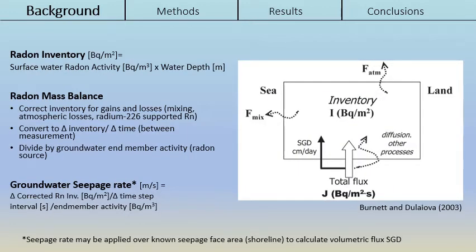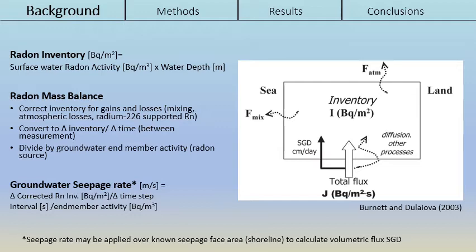To estimate groundwater flow rate using Radon-222, we use a non-steady state mass balance. In brief, we measure the change in radon over time and compare that to the source or end member activity. The first step is to convert radon activity to radon inventory by multiplying it by the water depth at the point of collection. This is essentially normalizing it to the tide height of the changing water column.